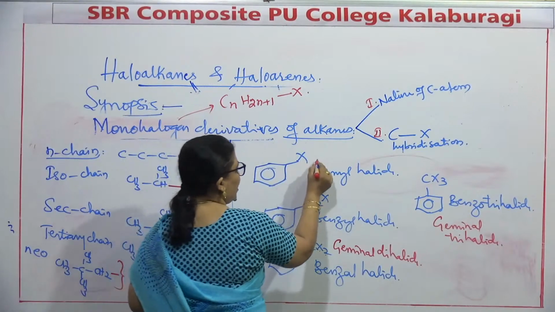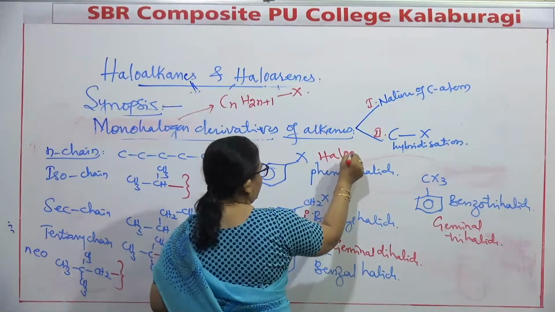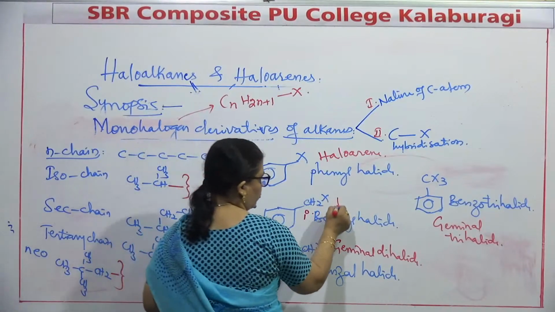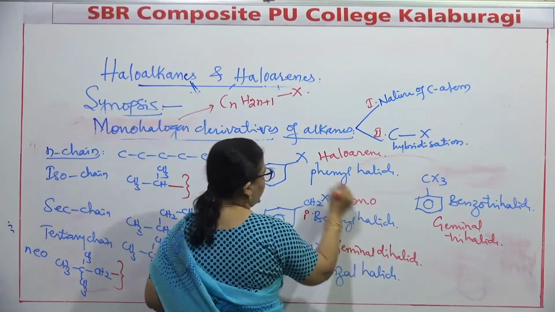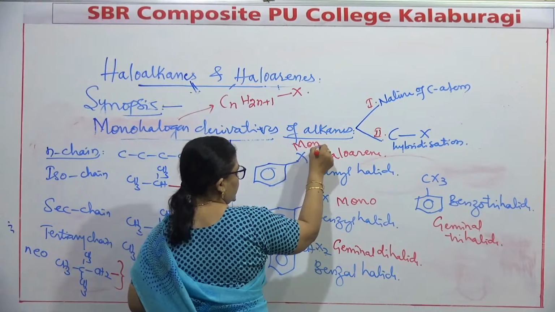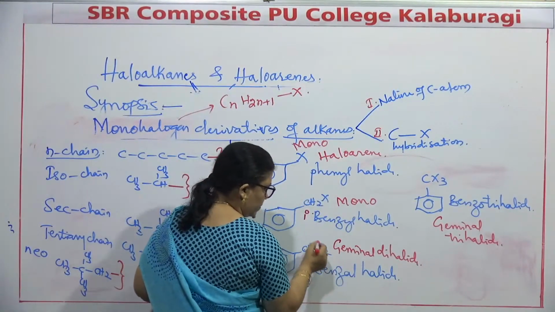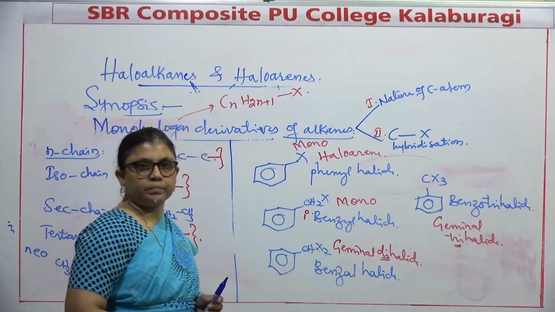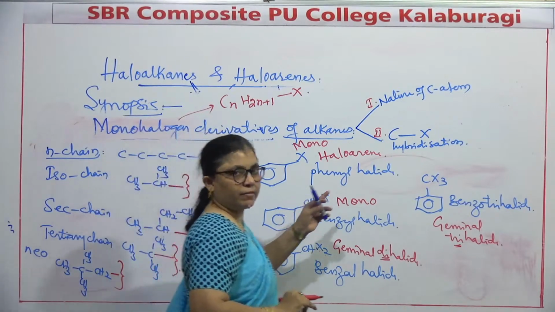This is what a simple haloarene. This is also mono. This is also mono. But this is di. This is tri. Okay. Come to the second classification.